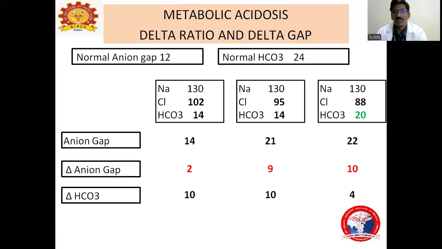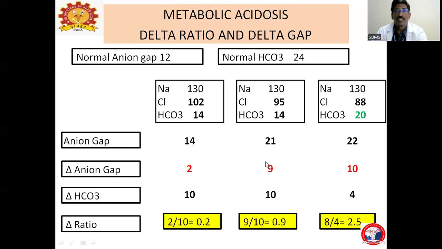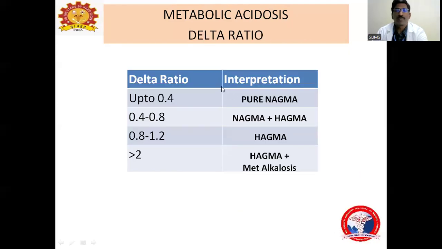Now how are we going to interpret this? Delta ratio means delta gap by delta bicarbonate. Here it is 0.2, here it is 0.9, here it is 2.5. So interpretation: up to 0.4 is pure normal anion gap. 0.4 to 0.8 is mixed. 0.8 to 1.2 is still high anion gap. More than 2 is high anion gap plus metabolic alkalosis. How to understand this?